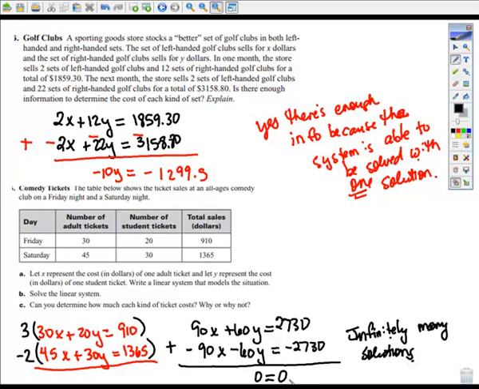If everything dropped out and it was a false statement, then there would be no solution. So if it dropped out and we had 0 equals 1,500, that would be no solutions. But here everything dropped out and it's a true statement. So I solved it. And can you determine how many of each kind of tickets, how much each kind of ticket cost? No, because there are infinitely many solutions. So we cannot determine the cost.